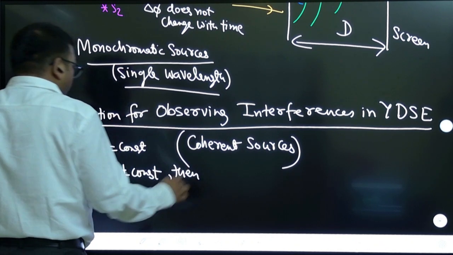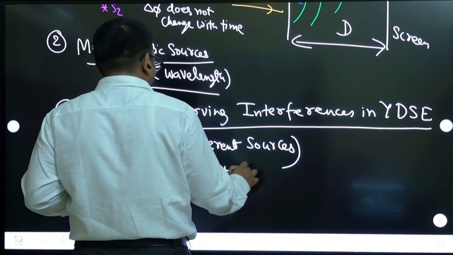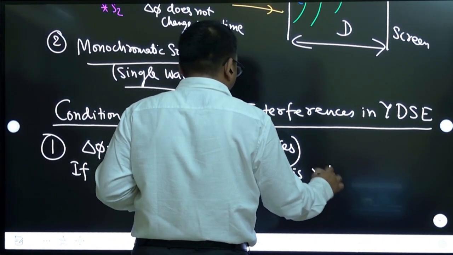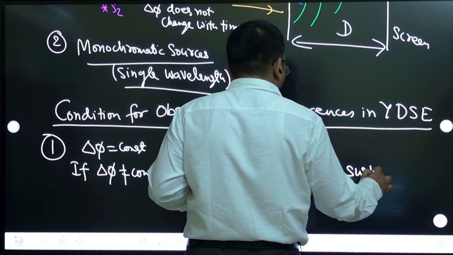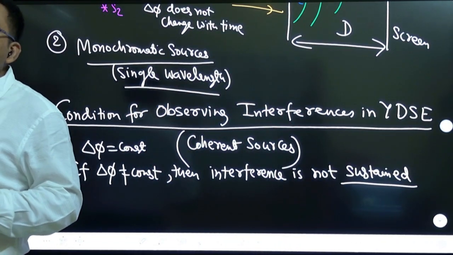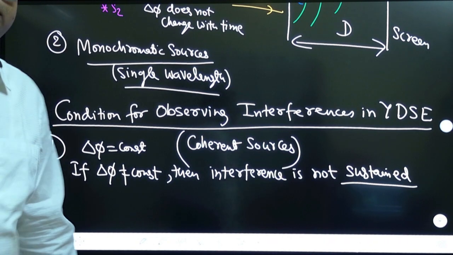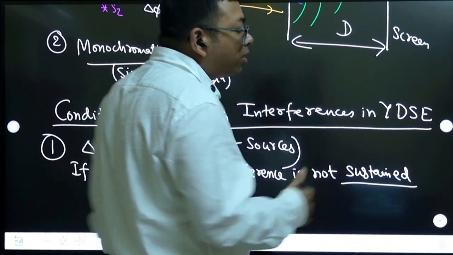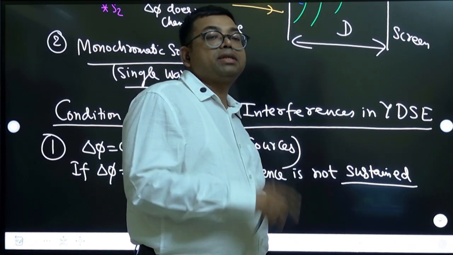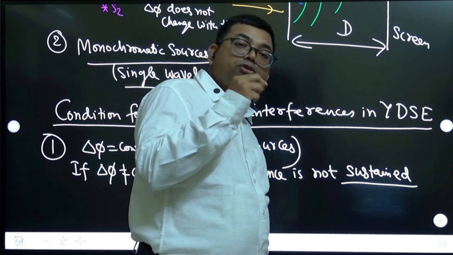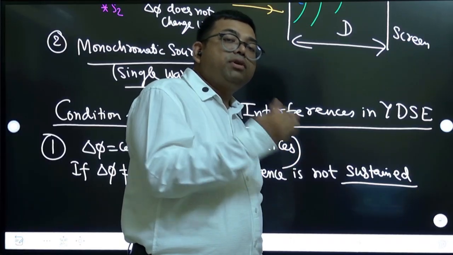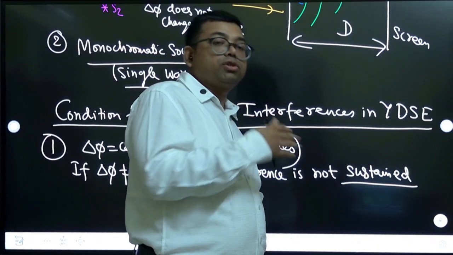then interference is not sustained. That means we will not be able to observe maxima and minima. A kind of pattern is forming on the screen. That pattern we will not be able to observe because that pattern itself will be changing with time. So if the phase difference is constant between the two sources, or they are coherent sources, a definite kind of pattern will be observed on the screen, right?